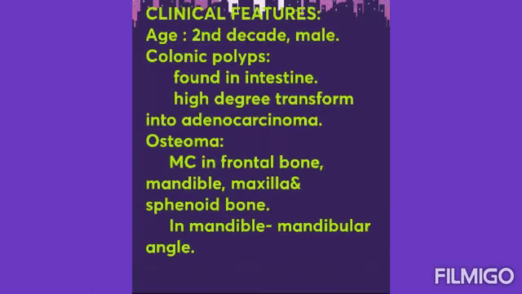Next, moving on to the clinical features. The age: it most commonly occurs in the second decade of life and most commonly affects males. And the first clinical feature is colonic polyps. These are most commonly found in the intestine. This polyp has a high degree of transformation into adenocarcinoma.